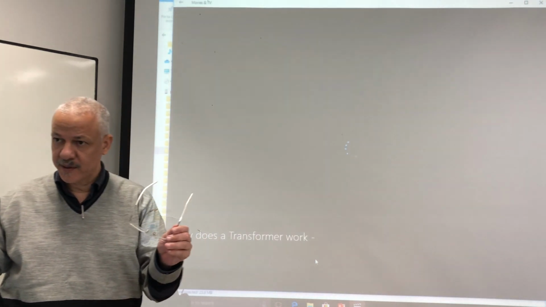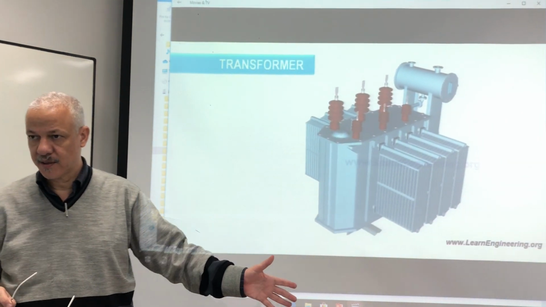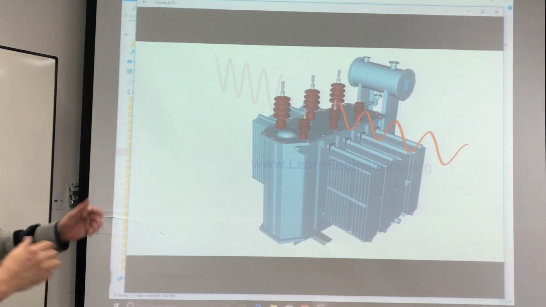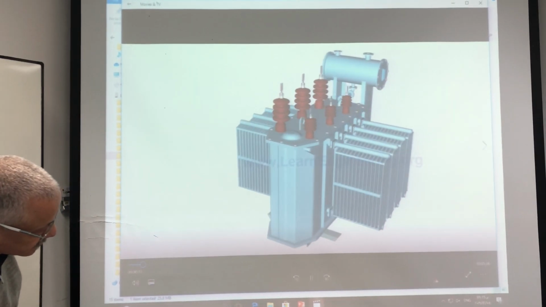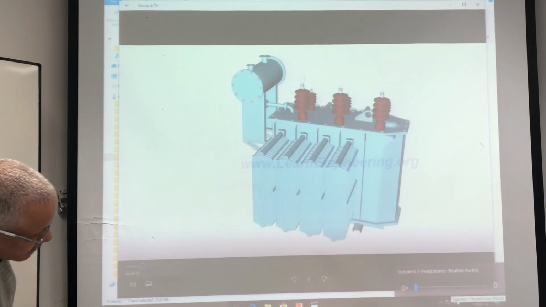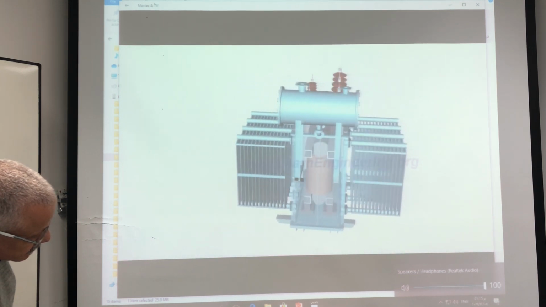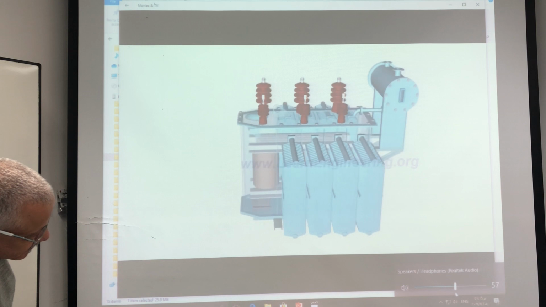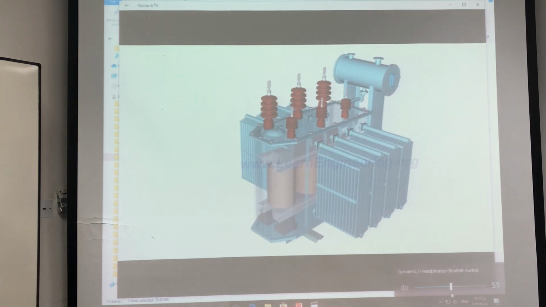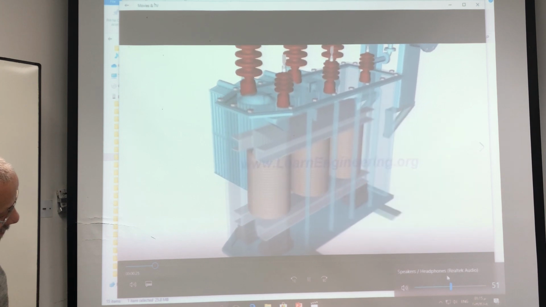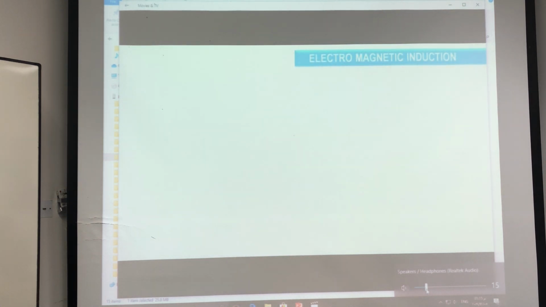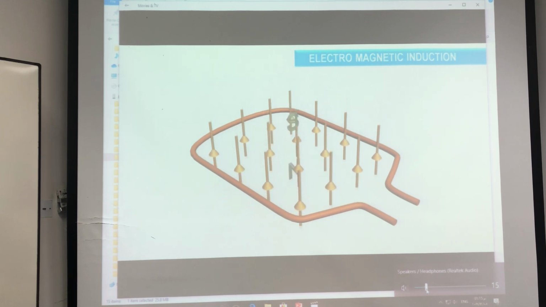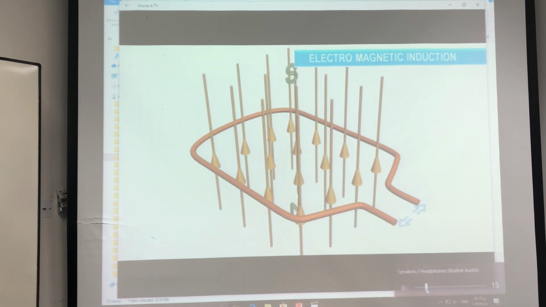One of the magnetically coupled network applications is the transformer. In this video, we will go through the working and construction of a three-phase transformer by starting from its simplest form. The basic working principle of a transformer is simple: electromagnetic induction. According to this principle, a varying magnetic flux associated with a loop will induce an electromotive force across it.